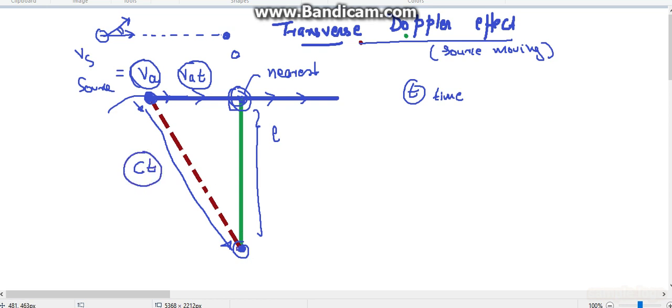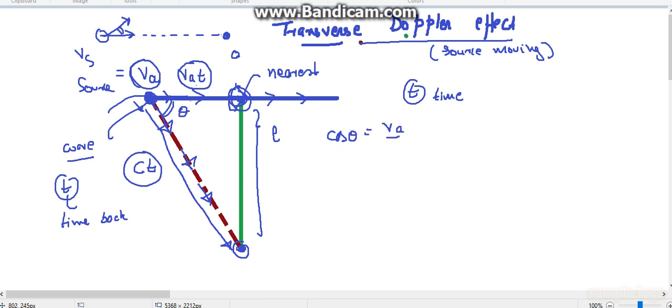So the observer is receiving the sound which was emitted in this direction, so that when he hears it, the closest source is at distance L when he hears this wave which was emitted t seconds or time t back. Now we can easily find this angle theta. We know these two, so cos theta would be equal to VA upon C.